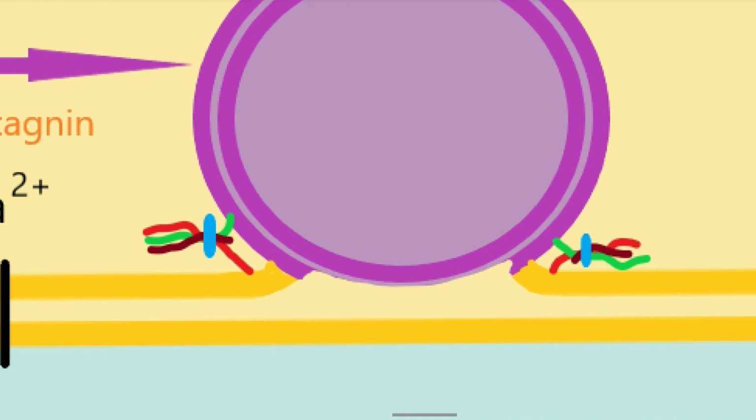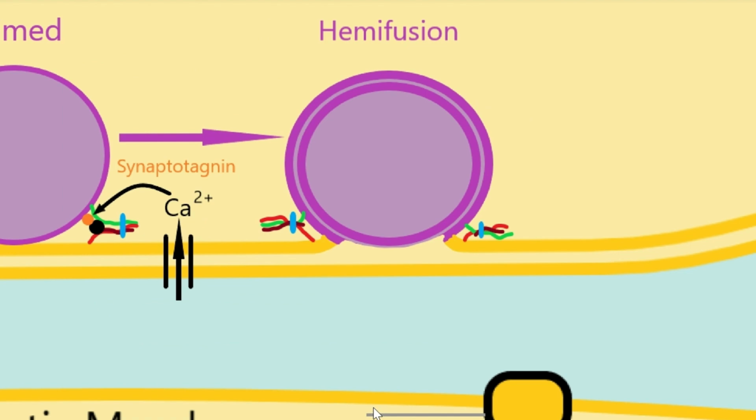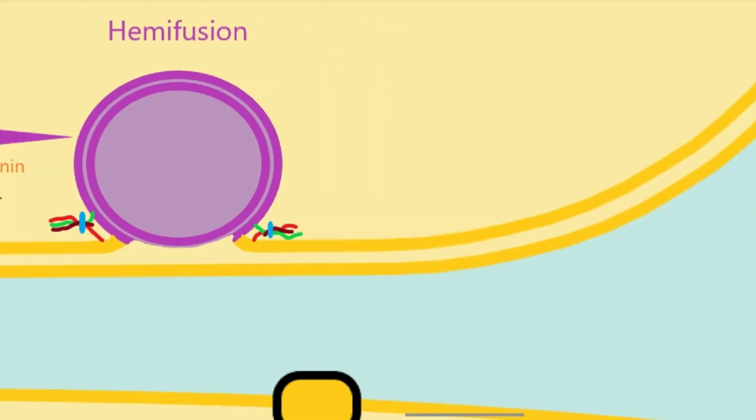This is sort of like the final step before you get complete fusion. This MUNC is fully zipped along. It's gone right from the end all the way along. These SNARE complexes are getting really tight and really compact. And so eventually what that is going to end up with is a complete fusion with the membrane.